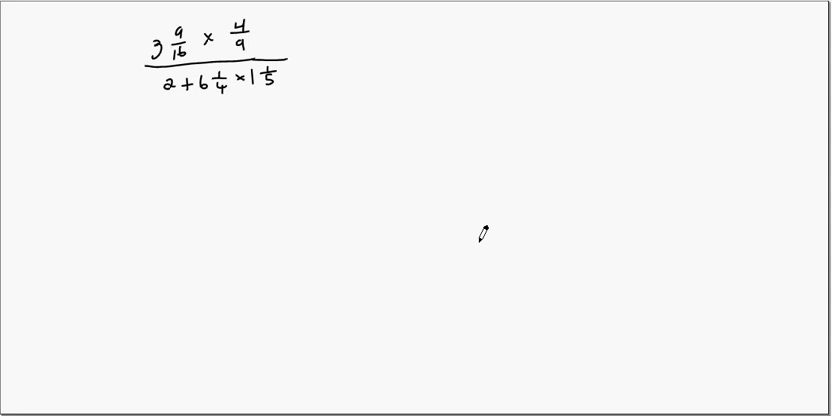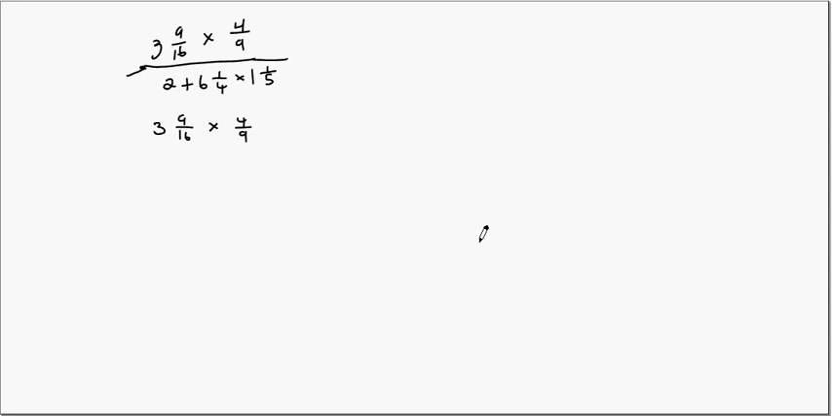Okay. What we do here is, first of all, I want you to recognize that this over sign means we have to do the top, do the bottom, and then combine the working out. So let's see what happens. Let's do the top part first: 3 and 9 over 16 multiplied by 4 over 9.